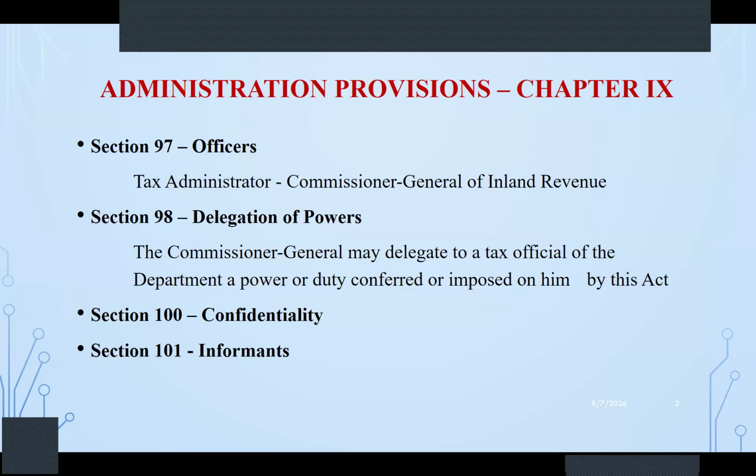Section 101 says informants. That means informants can give information to IRD so that taxes can be collected from other parties, because they play a very important role. Sometimes it is like a petition.